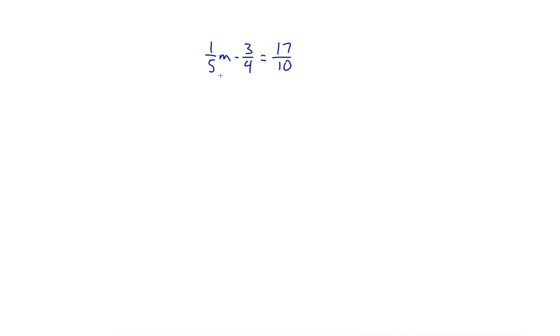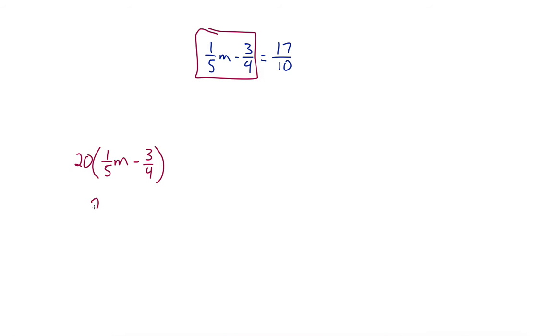All right. So what I'm going to do is simply multiply both sides of this equation by 20. I'm going to take this side over here first, this 1/5 m minus 3/4, and multiply it by 20. So 20 times 1/5 m minus 3/4. Now again, I'm distributing here. I'm doing 20 times 1/5 m and then 20 times a negative 3/4. So let's do the 20 times 1/5 m.